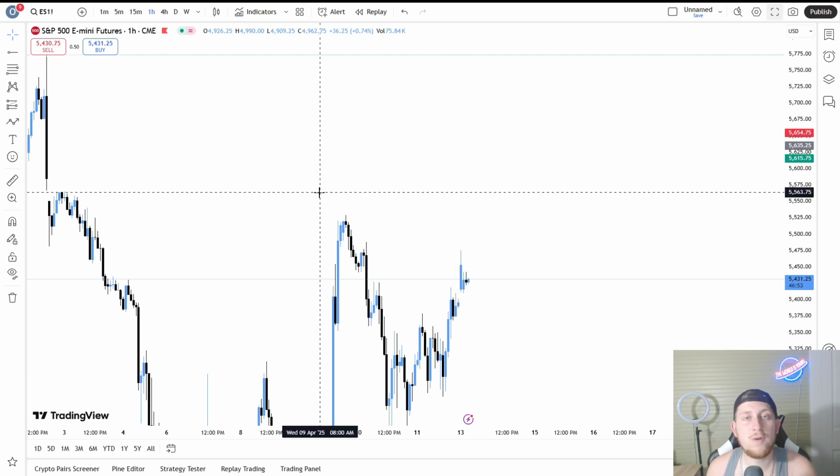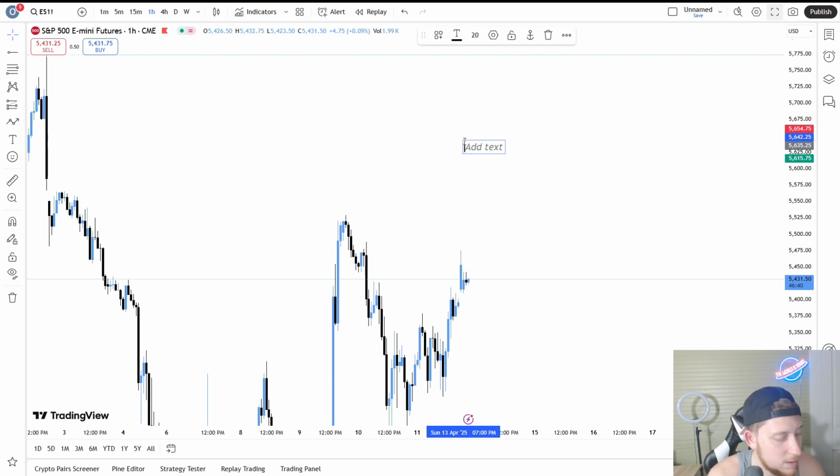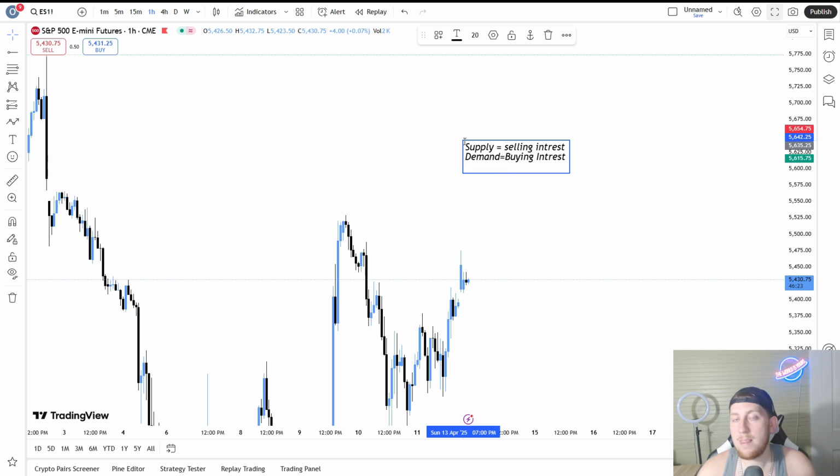Now, the first thing you need to know is what is supply and demand, and I'm going to make this very easy for you guys. So supply is going to be an area where there's a lot of selling interest. So let's just go ahead, put this right here. Supply is going to equal selling interest. Now, demand is going to be an area where there's a lot of buying interest. So let's go ahead, put buying interest. Makes it easy enough. Supply, you're going to want to sell from. Demand, you're going to want to buy from.